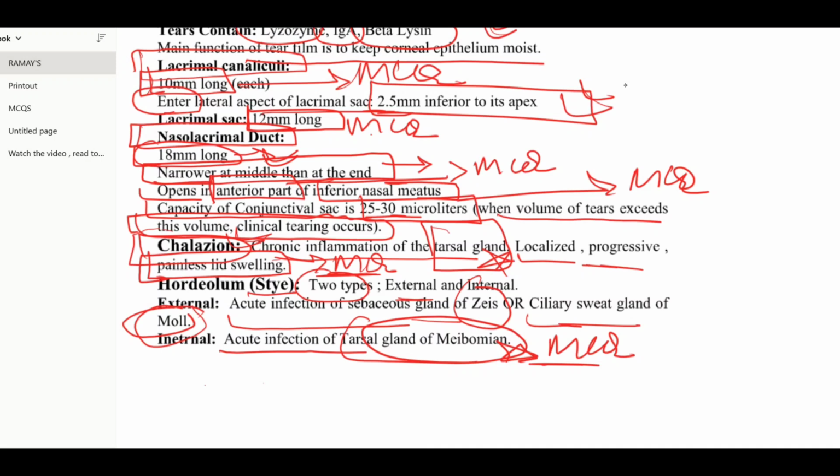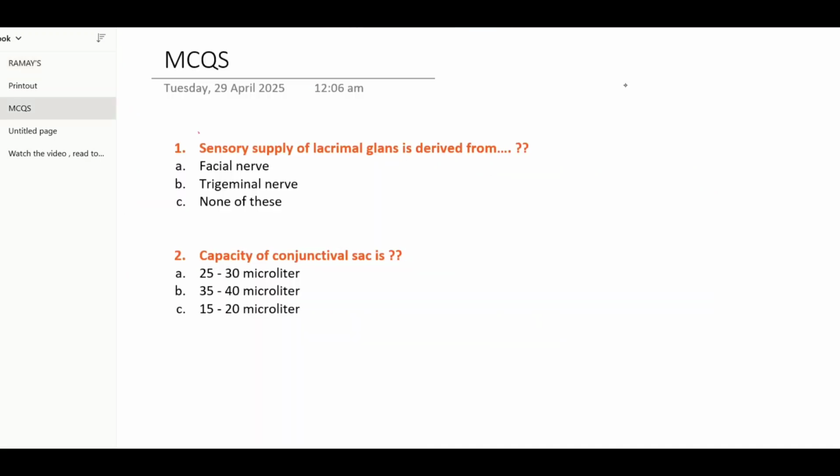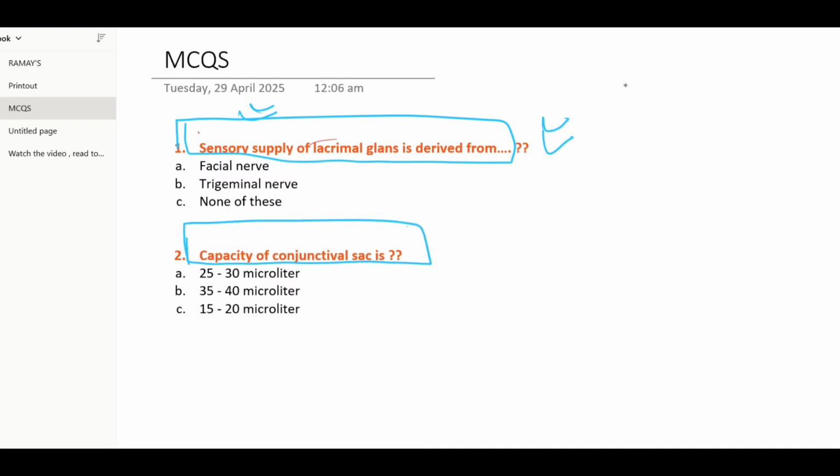Now see the MCQs which can be asked from this topic. First of all, sensory supply of the lacrimal gland is derived from which structure? Okay, if you have watched the video, you can easily answer it. And what is the capacity of the conjunctival sac?